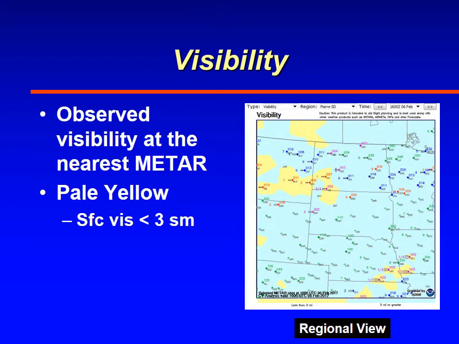This is what it looks like in regional view, and you can see that they use the same convention where they use pale yellow to indicate regions where the visibility is less than 3 miles.